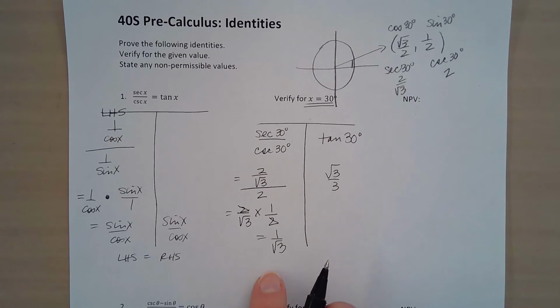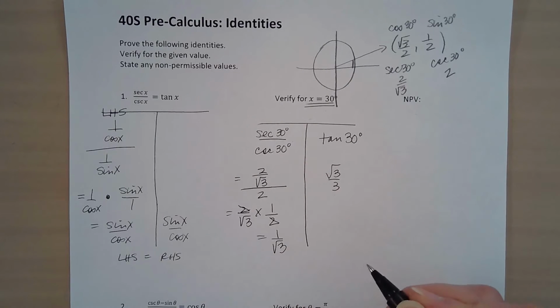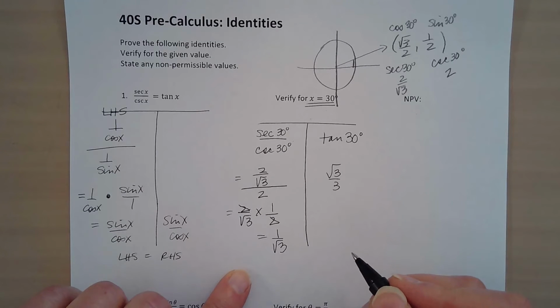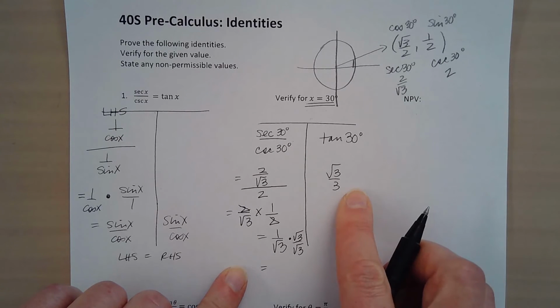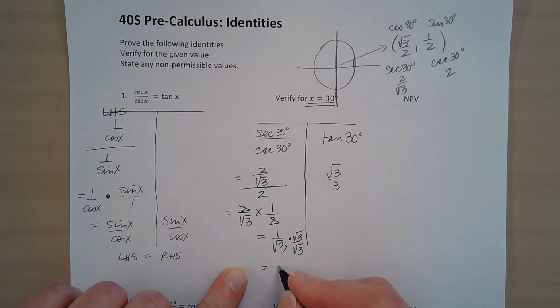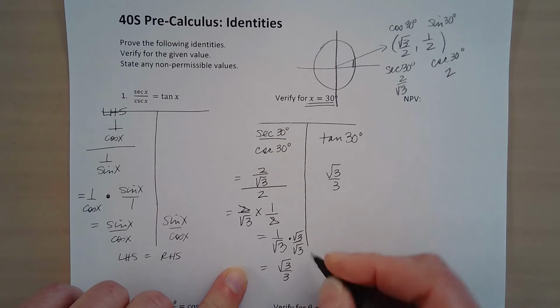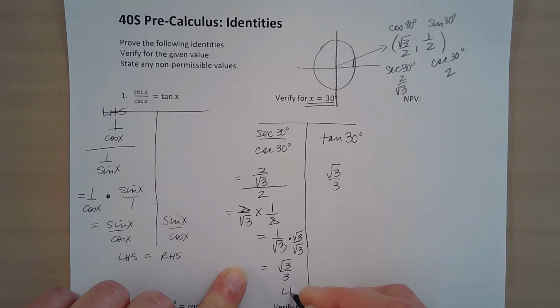How can I make them look exactly the same? What's that process called when I get rid of the root sign on the bottom? Just rationalizing, right? So sometimes we have to do that. Let's see if rationalizing, because this is rationalized, gets me the same. And it does. Left-hand side equals right-hand side.